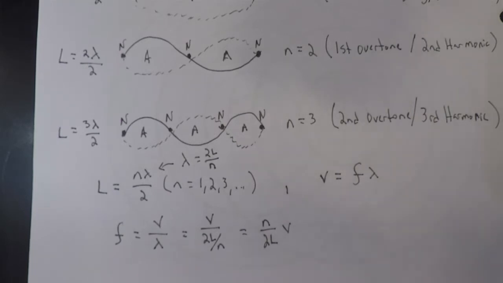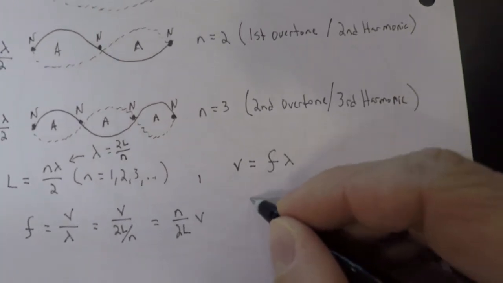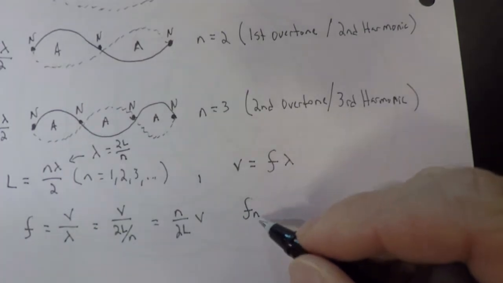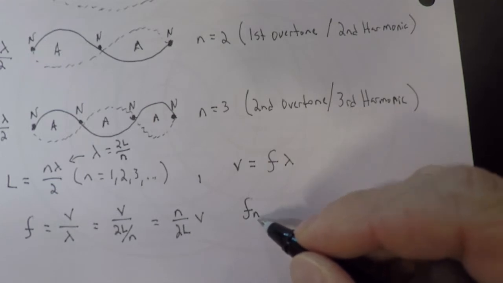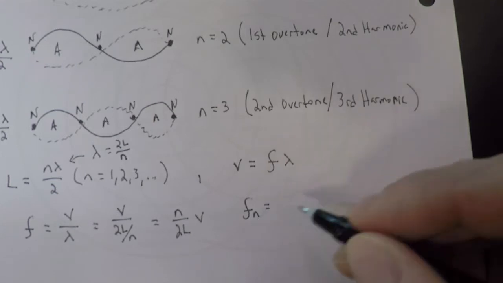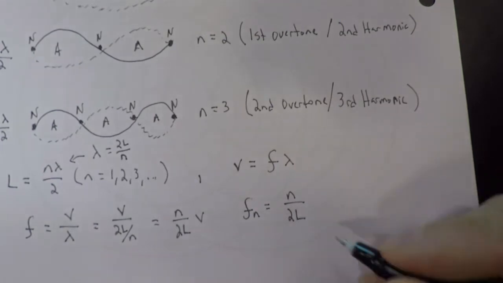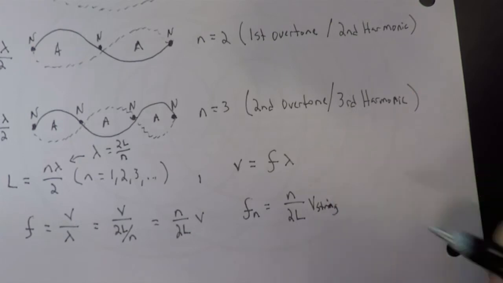So in terms of what we'll put down on our equation card, I might write it something like this. Okay, I'm going to write f_n, the frequency of the nth harmonic. So if n is 1, it's the first, if n is 7, it's the 7th, is equal to n over 2L times the speed, and since this is a string, we'll write v_string, the speed of the wave in the string.